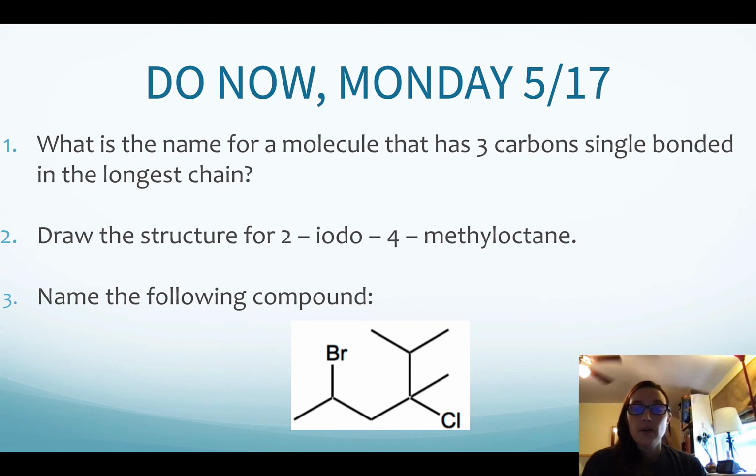For today's Do Now, I want you to answer these three questions. Number one, you're just thinking about the prefixes for all of your different numbers of carbons when they're all single bonded together, so the alkanes. Number two, you're drawing a structure. You can pick whether you want to draw the bond line or the condensed structure. And then number three, I want you to take a look at that compound and see if you can name that compound. So take just a minute, pause the video, and then work through these questions. Play the video once you are ready to go over the answers.